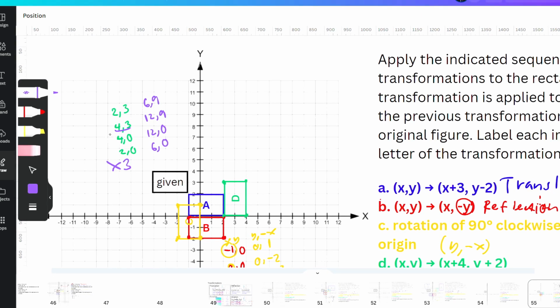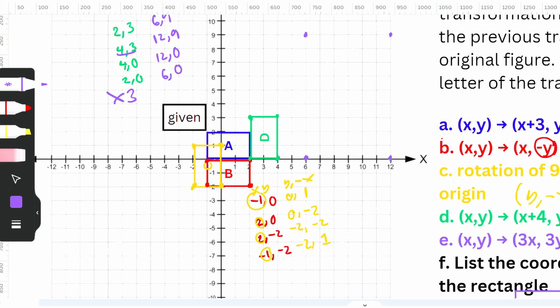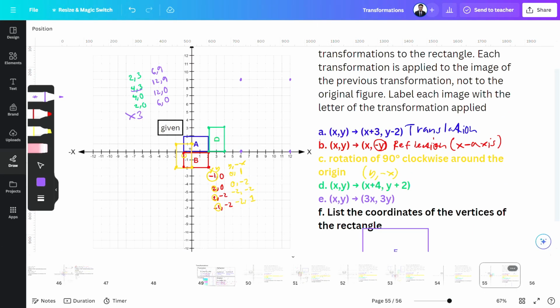So let's plot it. Where is 6 comma 9? 6 comma 9 is here. Okay. Then 12 comma 9 is actually here. Then 12 comma 0 is here. And then 6 comma 0 is here. So when you try to connect those figures, actually, that is the answer for our letter E.